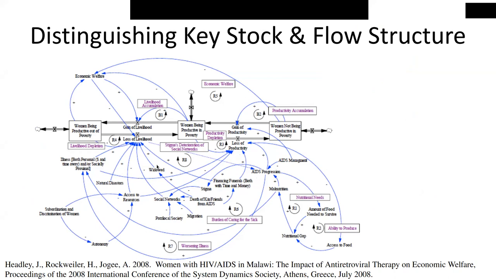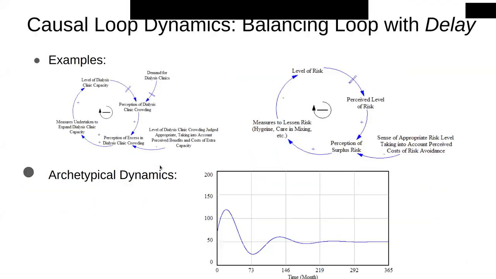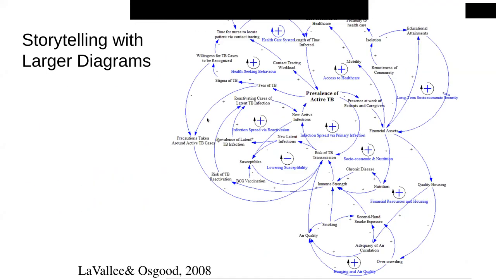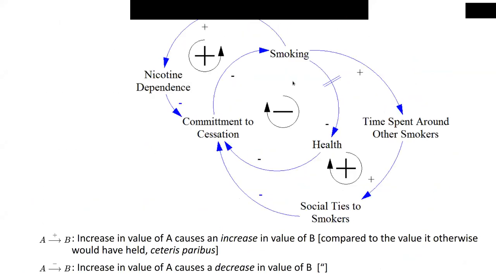Reason about the polarity associated with loops. So you tell me, maybe we'll go back to this for simplicity. How can I go from a simple loop like this, after I've determined the polarity for each link, from A to B and B to C and C to A, where A, B, and C are smoking, health, and commitment to cessation, respectively.